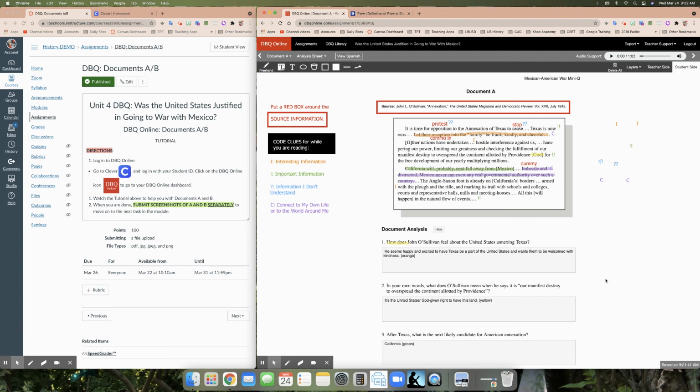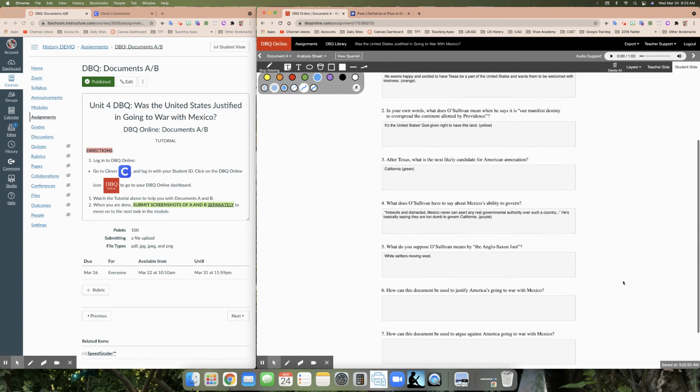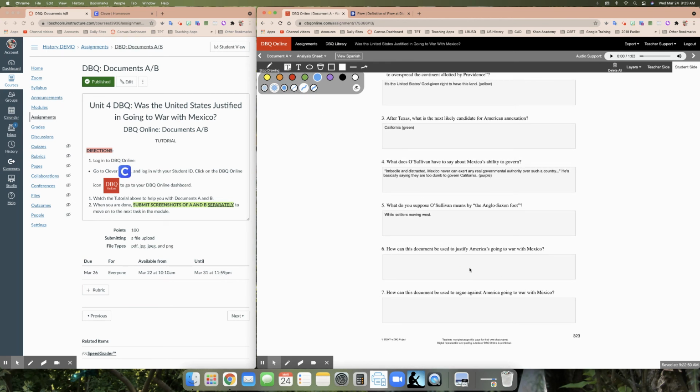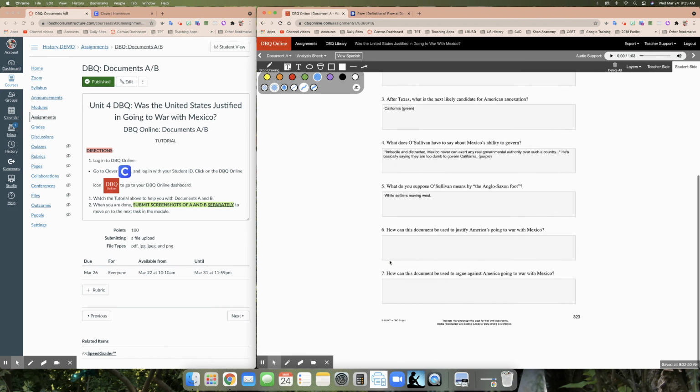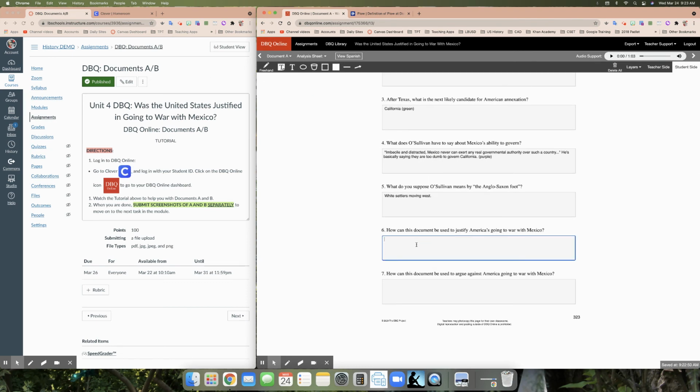have that land. Okay. So if I were to highlight where I would find that, I would say this right here. I would say, the fulfillment of our manifest destiny to overspread the continent allotted by Providence for the free development of our yearly multiplying millions. Okay. So that's one way that he feels that they are justified. So I'm going to put, I have to remember to click stop drawing.